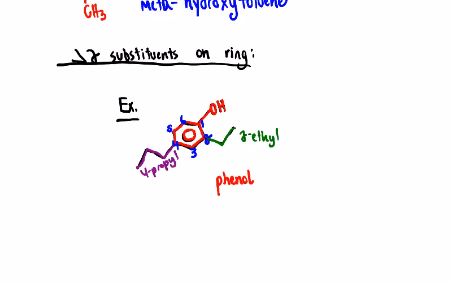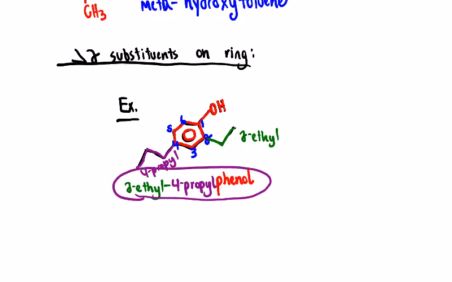Plug in these names in alphabetical order like we usually do when naming prefixes, and we will be good to go here. So ethyl comes before propyl, so I'm going to go ahead and put in the ethyl group first. So 2-ethyl. And then secondly, I'm going to plug in our 4-propyl. So 2-ethyl 4-propyl phenol is going to be the complete name for this particular molecule.